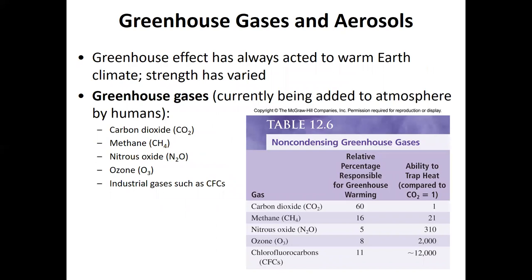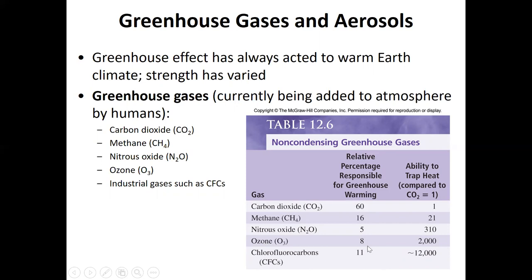So the greenhouse effect has always acted to warm Earth's climate, as we know. Its strength has varied over time. The greenhouse gases currently being added to the atmosphere by humans have not occurred before in the history of the Earth. And so here we have the list of greenhouse gases: carbon dioxide, methane, nitrous oxide, ozone, and CFCs. This is a relative percent responsible for greenhouse warming. So carbon dioxide is responsible for 60% of the warming, then methane, and then CFCs, and then ozone and nitrous oxide.